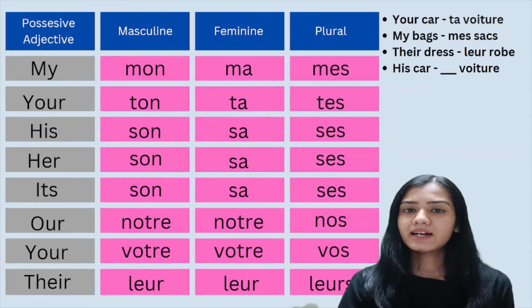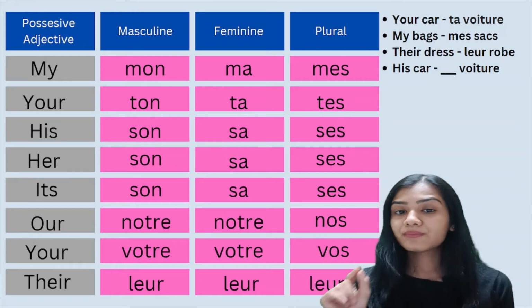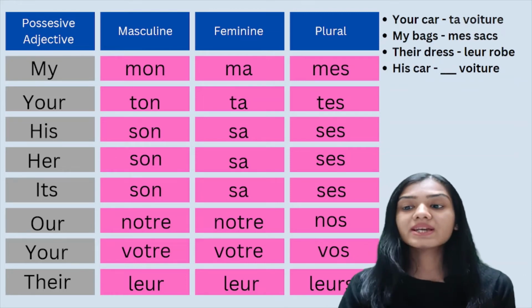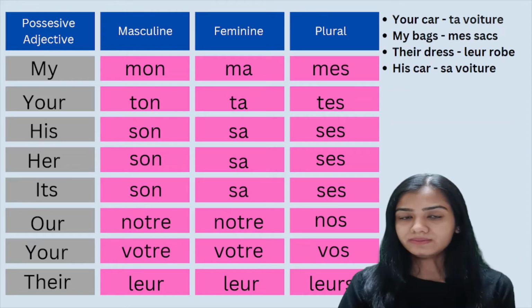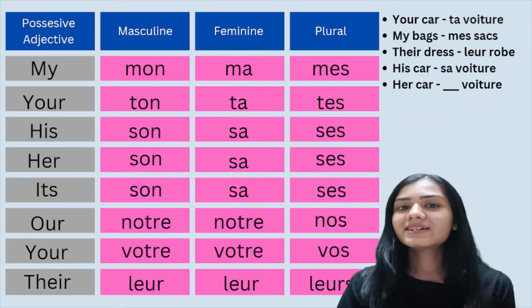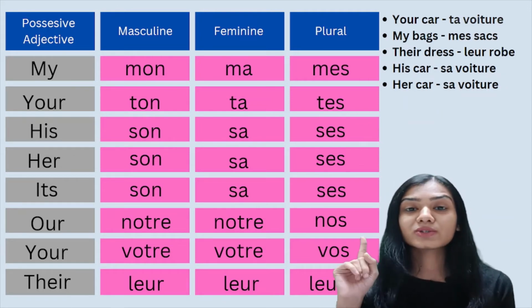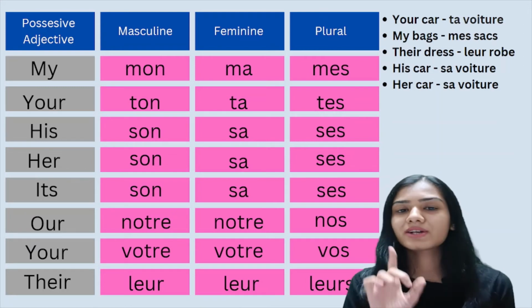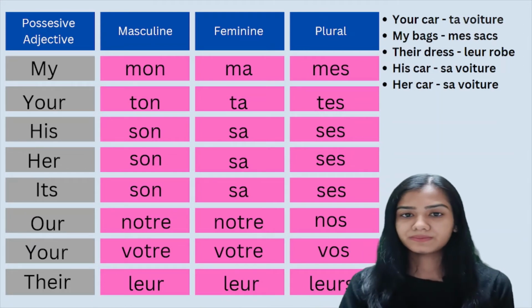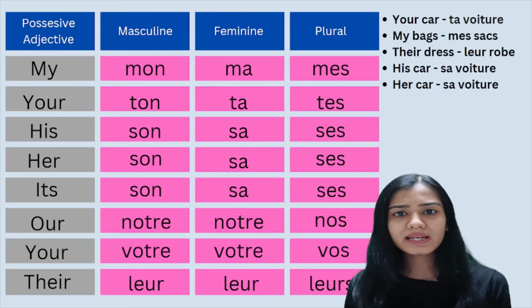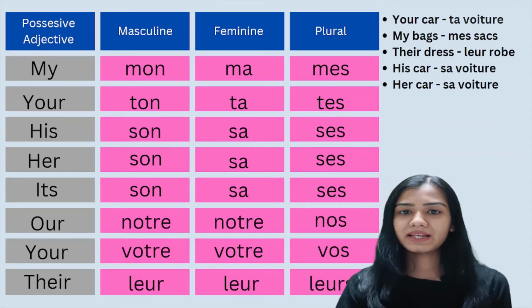His car. Now I am talking about his car. So we are going to focus on voiture and not on his. So it's going to be sa voiture. Let's say if it would have been her car. Her car again will be sa voiture. Why? Because we are going to focus on the gender of voiture and not the gender of the person. His or her doesn't matter. We are going to focus on the gender of voiture. Just like how in Hindi we do. In Hindi, if I want to say his car, that will be uski car. If I want to say her car, that is also going to be the same, uski car. Right? Same thing in French as well.